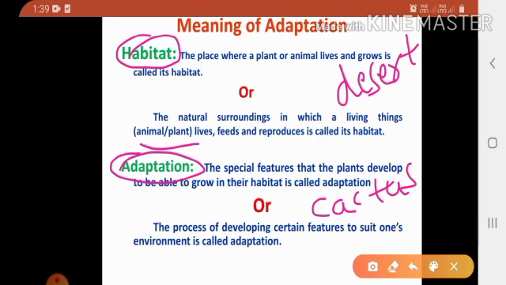Cactus grows in the desert. In the desert, there is a shortage of water. They don't have leaves. The plant has special features of a desert plant. Another definition of adaptation is: the process of developing certain features to suit one's environment is called adaptation.